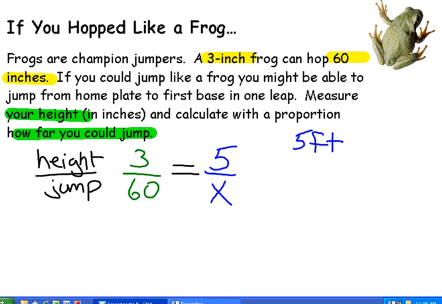I could put jumping over height. I could put the height of the frog over the height of the human, jumping of the frog over jumping for the human. You could set it up numerous ways, just as long as you stay consistent.